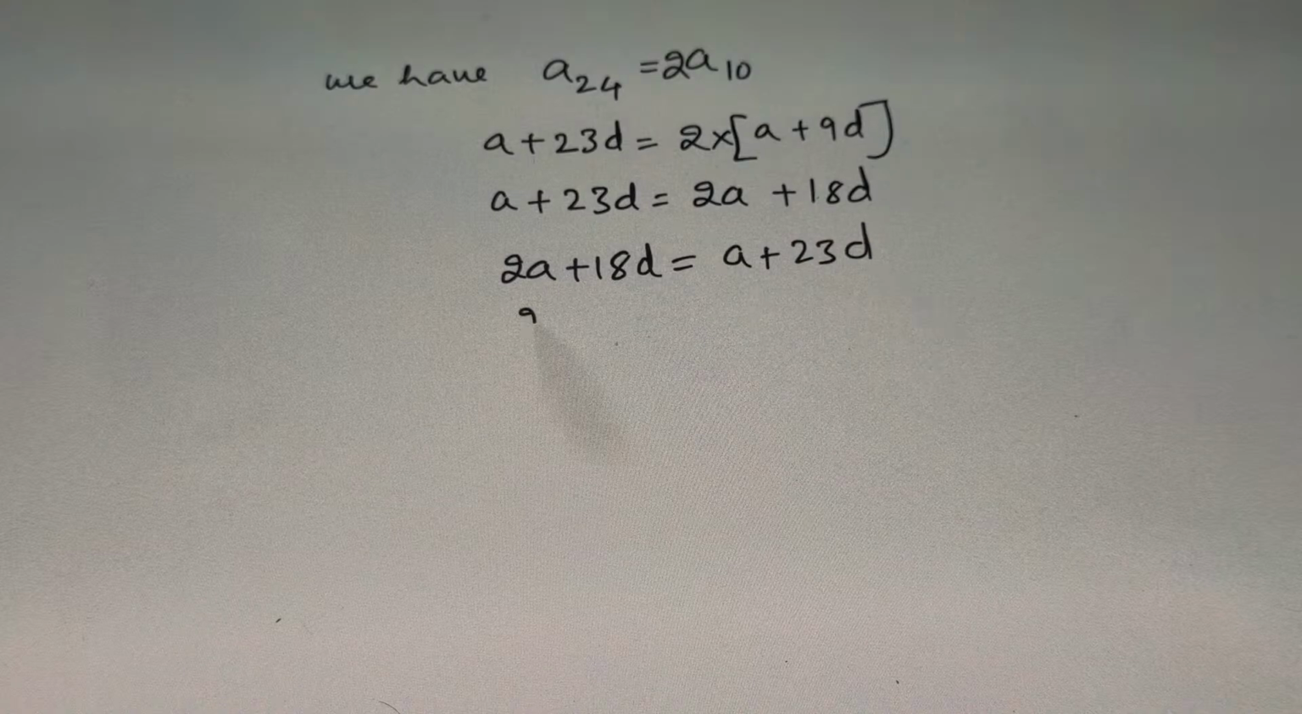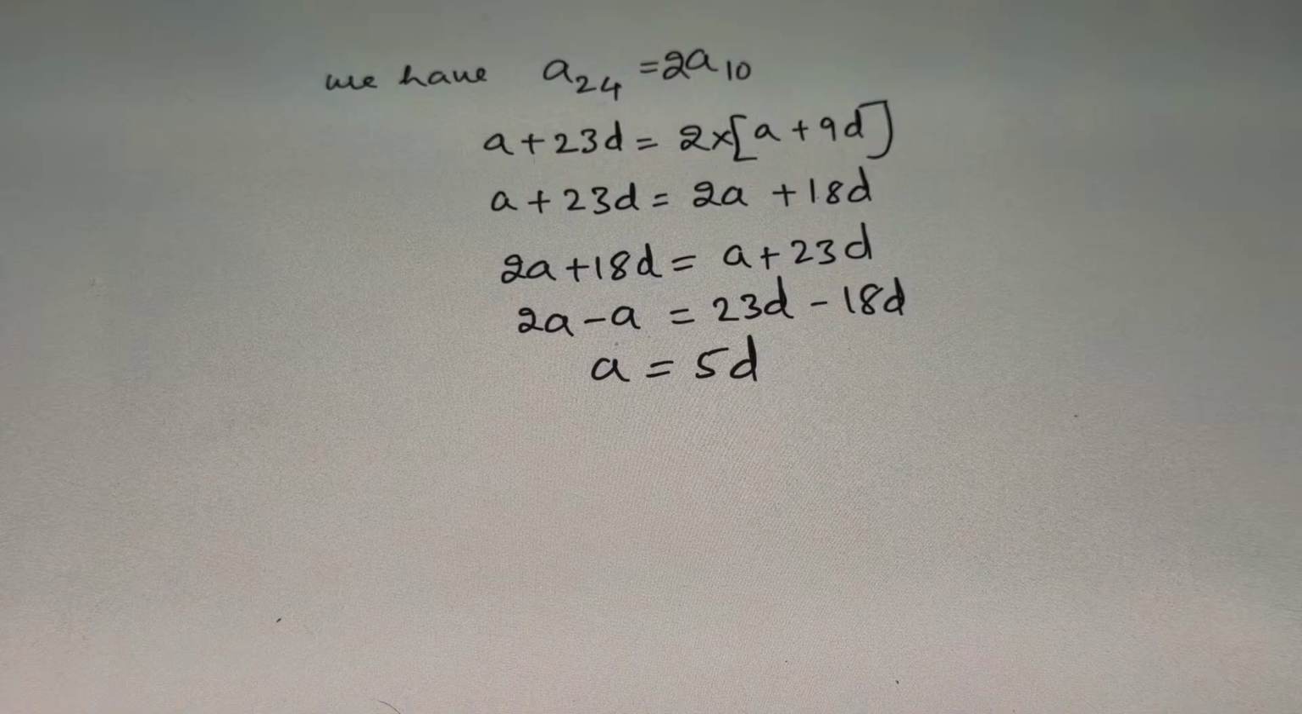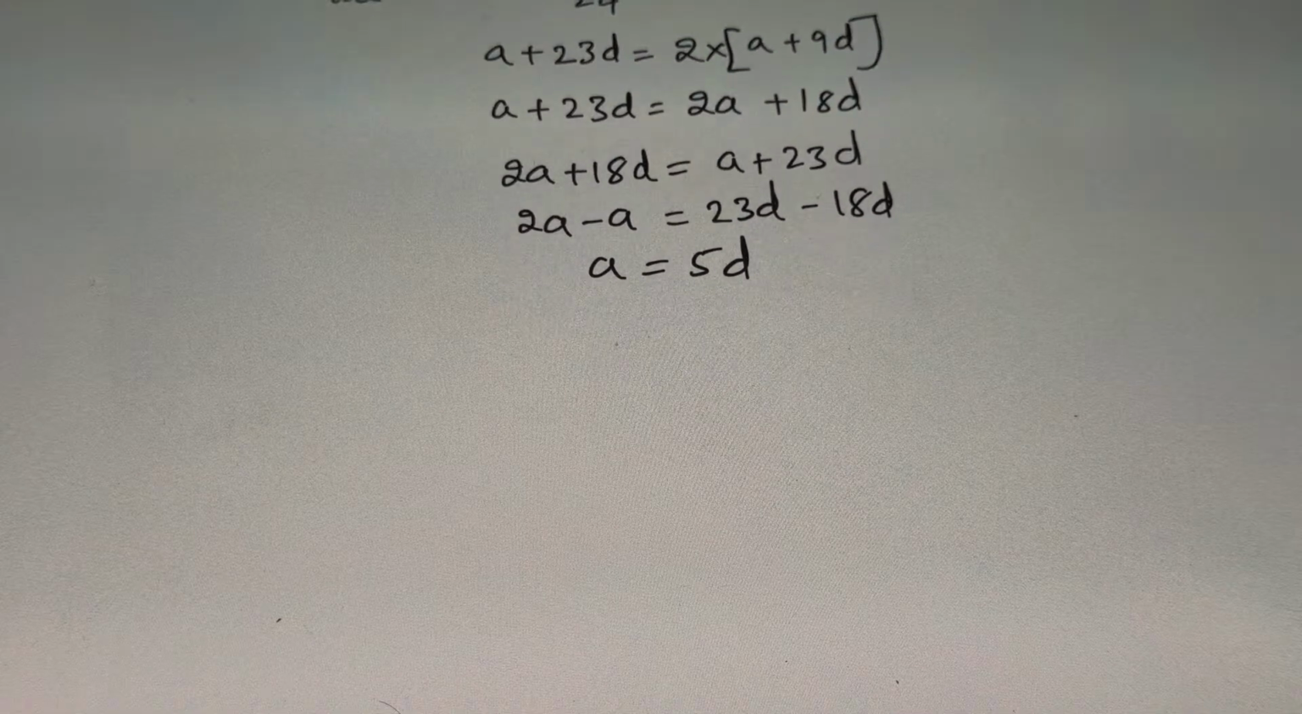Now shift the values to the LHS. 2A minus A is A. 23D, 18D will be on the other side, it will become minus 18D. 23 minus 18 is 5D. So we have A is equal to 5D.